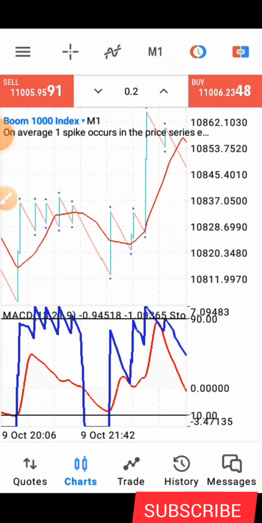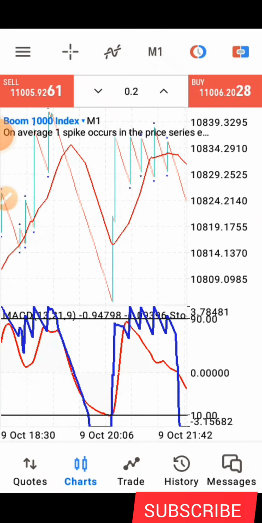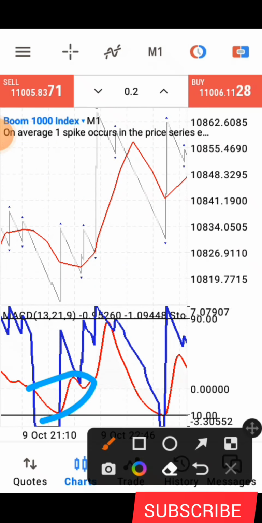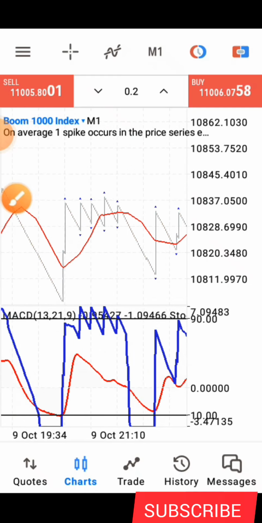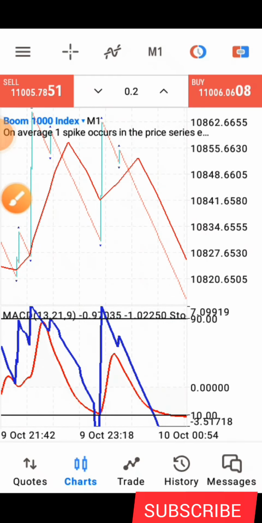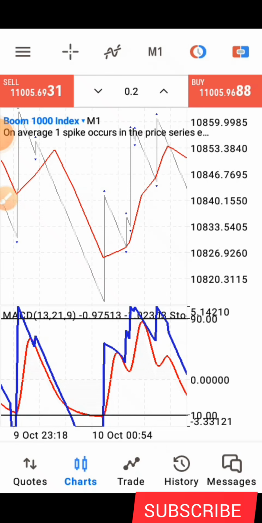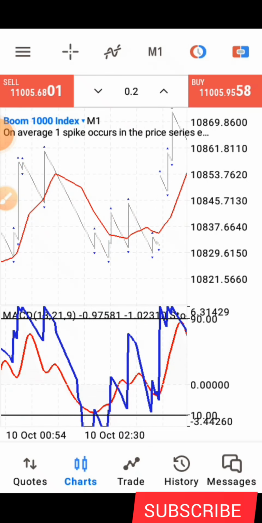We are not taking any trade here. We are not taking any trades here because the red line didn't touch the oversold level. This is another winning trade here also, and this is another winning trade here also. This is another winning trade here also, okay?